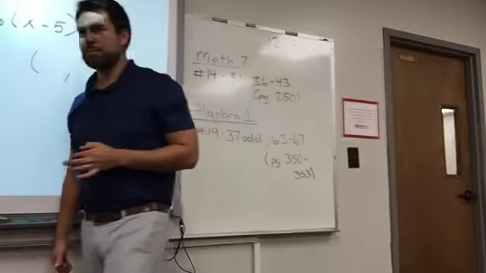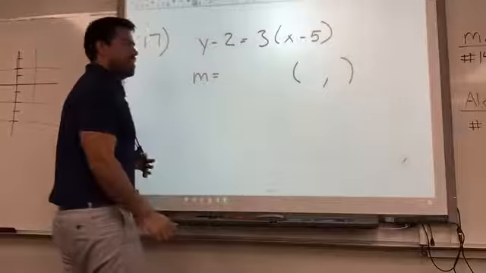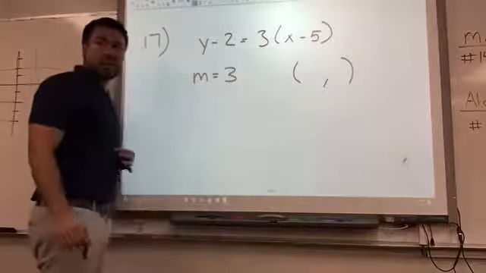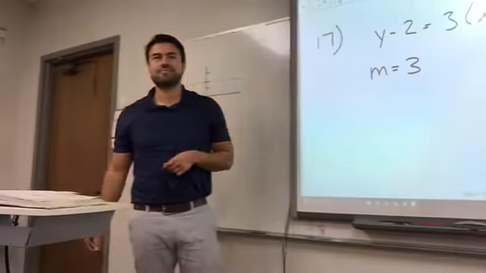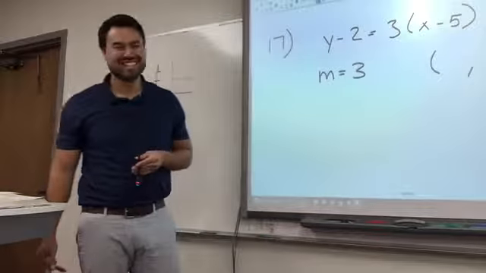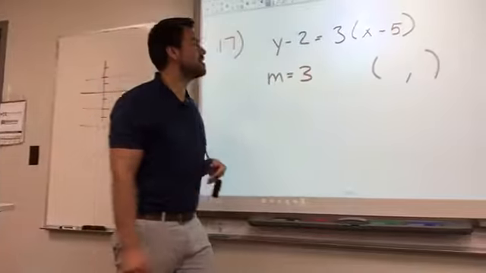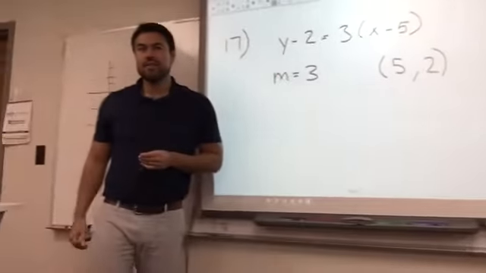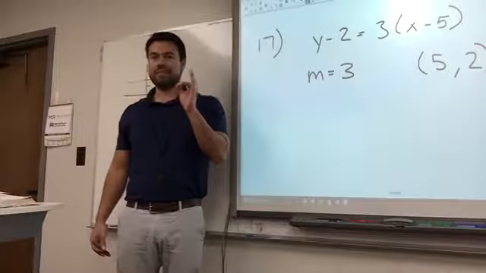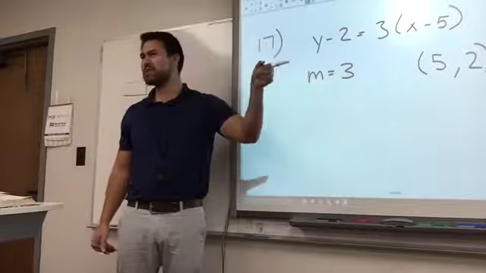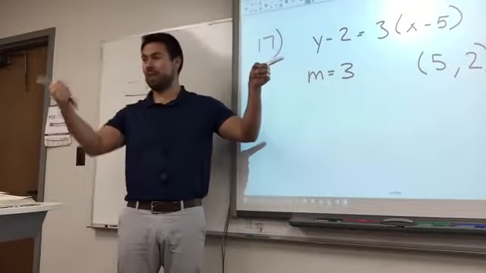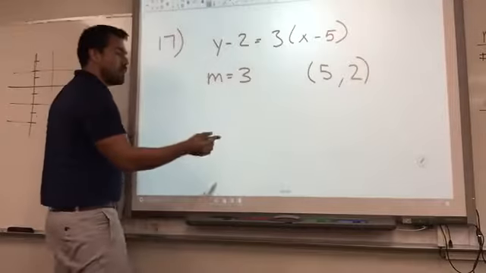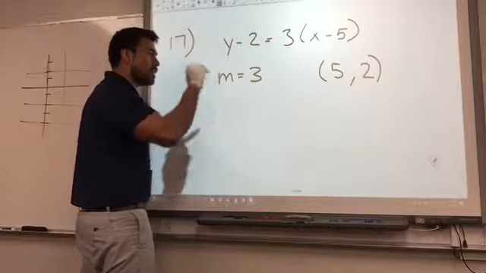Okay, who can give me my slope? Hayes? 3. Who can give me a point? Ellie? 5 and 2. That's correct. So, and this is what's cool about the name, you're like, hey, that's point slope form. So I must have a point and the slope. And if you have a point and the slope, you have enough to graph because you can get the other points.